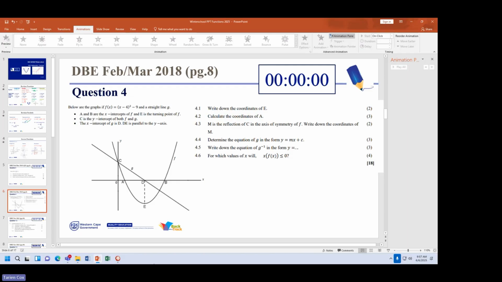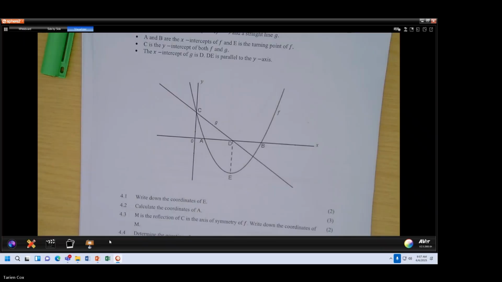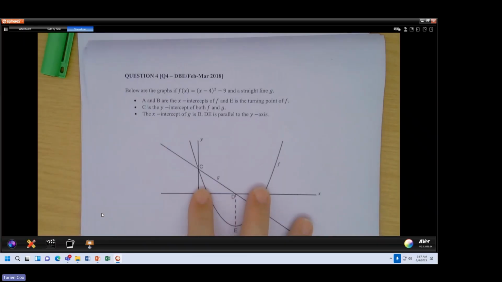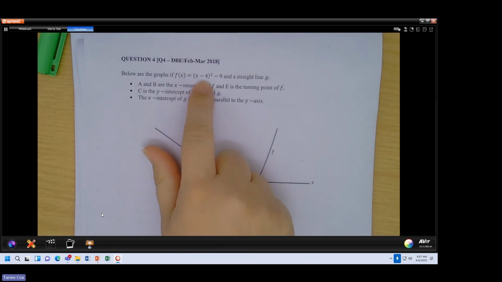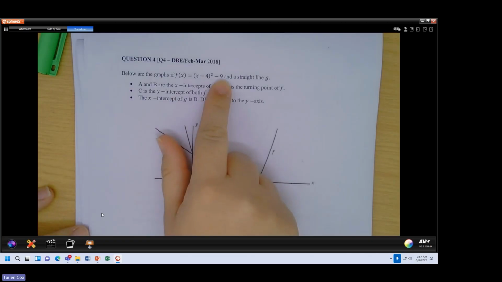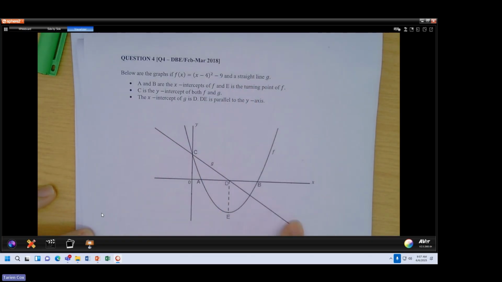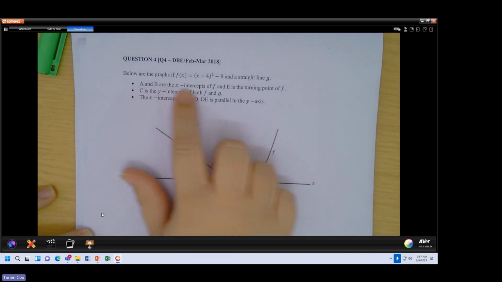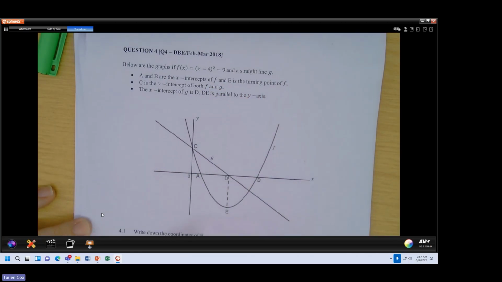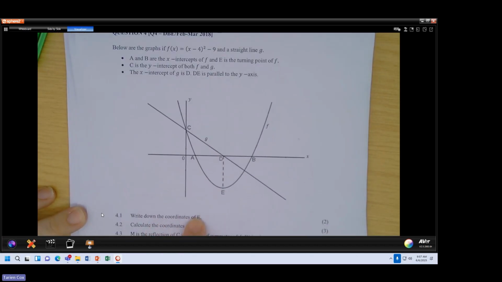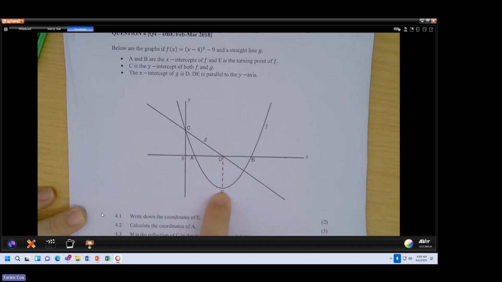Okay, class, you had enough time for that one. Let us look together at the question. Question 4. Below we've got our graph F, which is our parabola, which is in turning point form, and we've got a straight line G. A and B are x-intercepts, and F and E is the turning point, so we've read all of those things. They want us in the first question to write out the coordinates of E. E is our turning point.